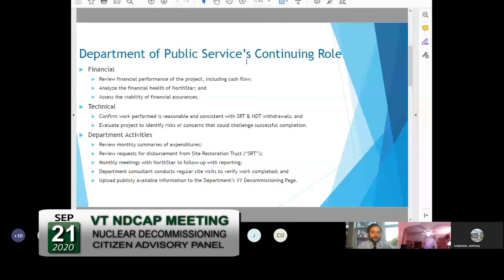The department receives confidential monthly summaries from NorthStar. These are pursuant to the Memorandum of Understanding under Section 2F from docket 8880. These are reviewed by the department and its consultants, as well as requests for disbursements from the Site Restoration Trust. The department meets with NorthStar monthly to follow up on reporting and address any questions or concerns from those documents. The department's consultant also conducts regular site visits to verify the work being reported is in fact completed. And the publicly available information the department receives is uploaded onto the NDCAP website. Next slide, Tony. Thank you.